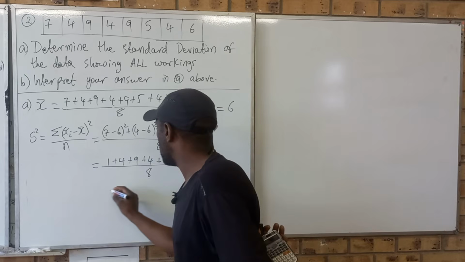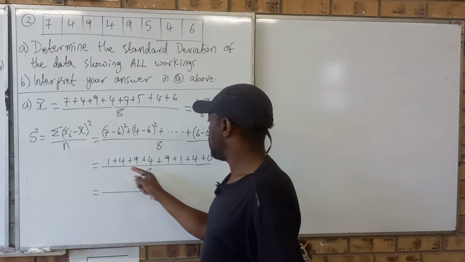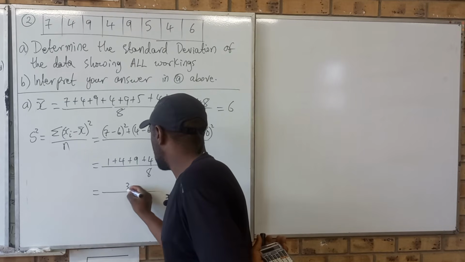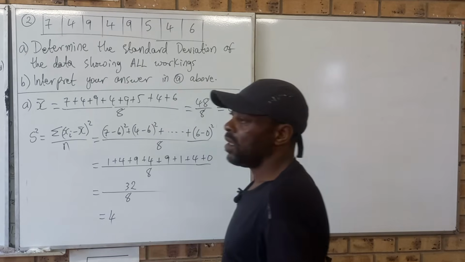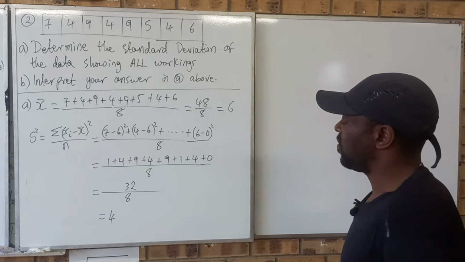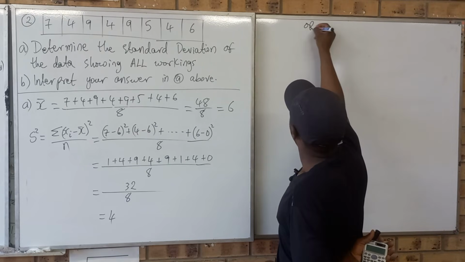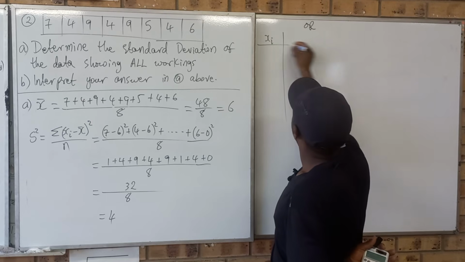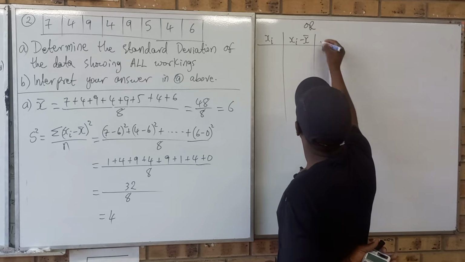Divide by 8. So if you calculate the numerator, this is 10, 14, another 10, 14, that's 28 plus 4 is 32, and 32 over 8 gives us a variance of 4. So if you also wish to use the table method, it's still not a problem. Both of them were very easy because this data is so friendly.